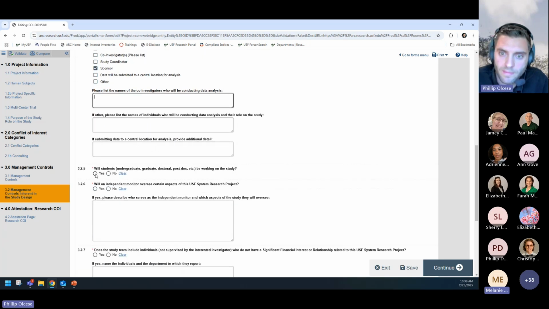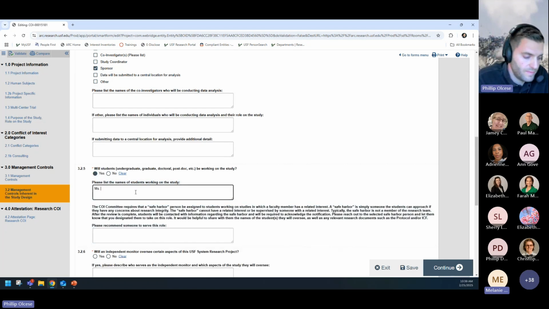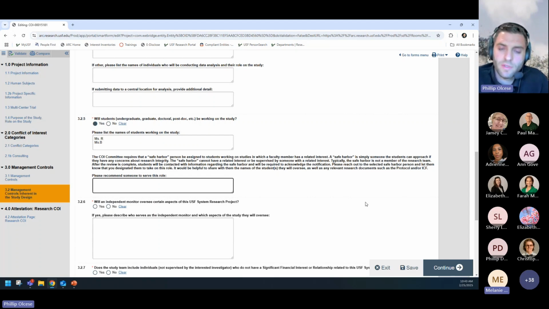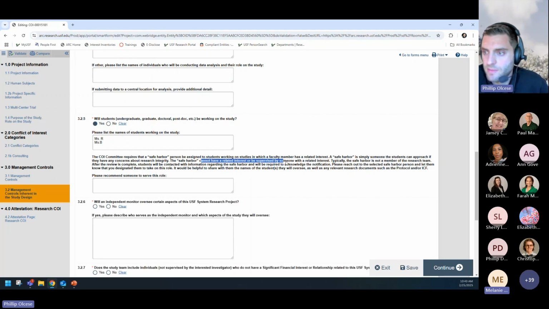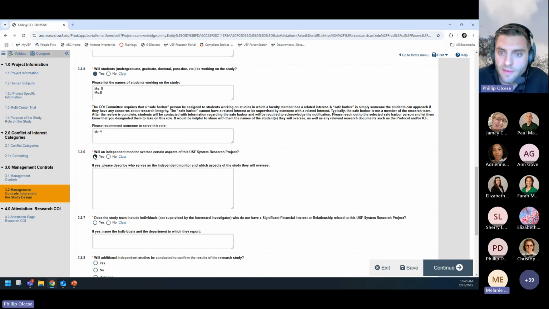These blanks. So mentioned earlier, we talked about students. Let's say we do have students. We have Miss R and Miss B on here, and this is the safe harbor person that was mentioned earlier. We need to select somebody. And as mentioned, the safe harbor person cannot have a related interest or be supervised by someone with a related interest. Typically, the safe harbor is not a member of the research team. We will have an independent monitor oversee certain aspects of this research project.